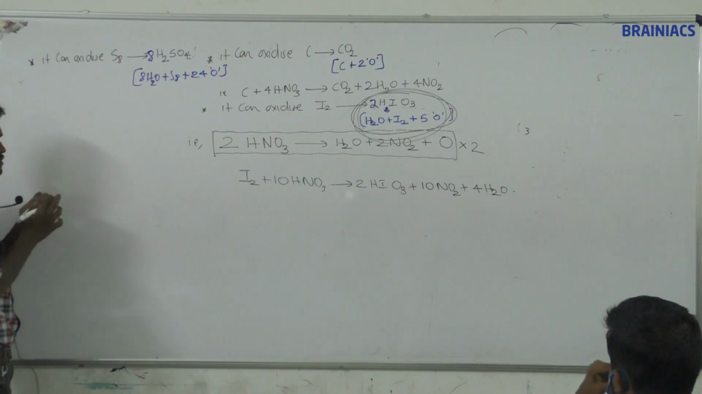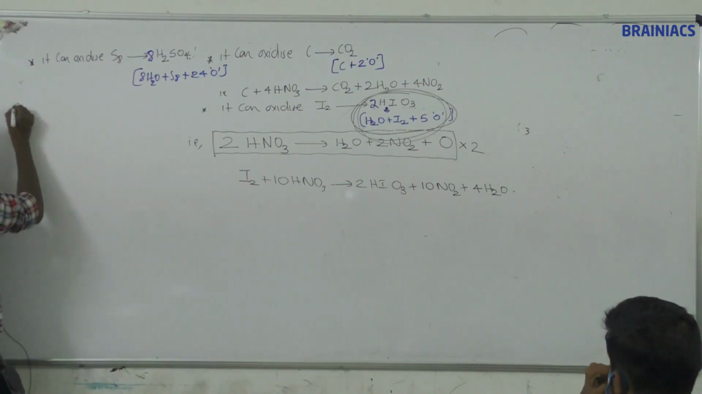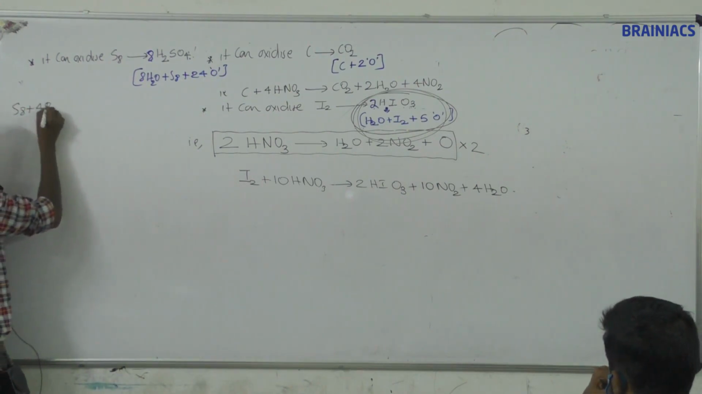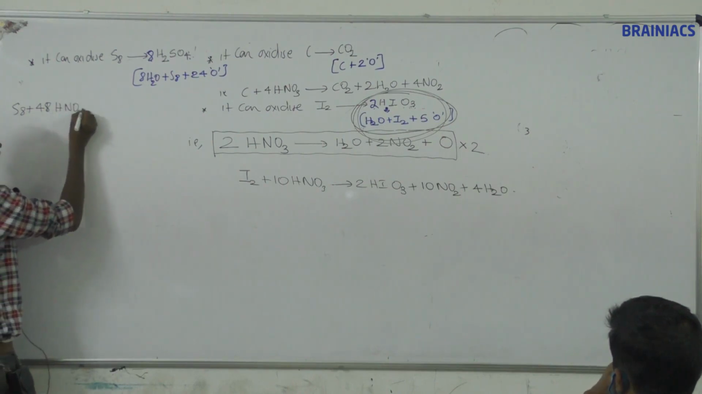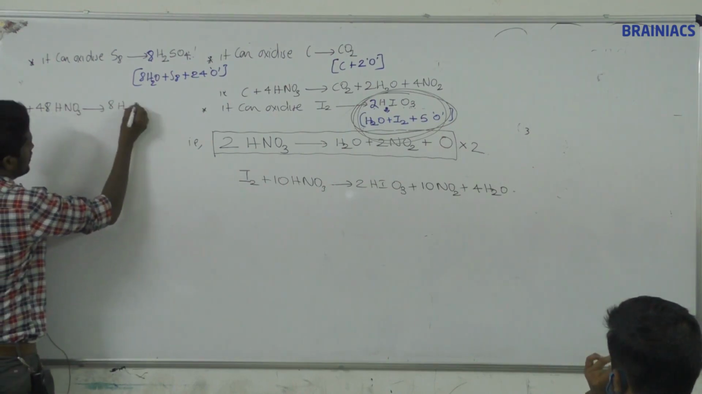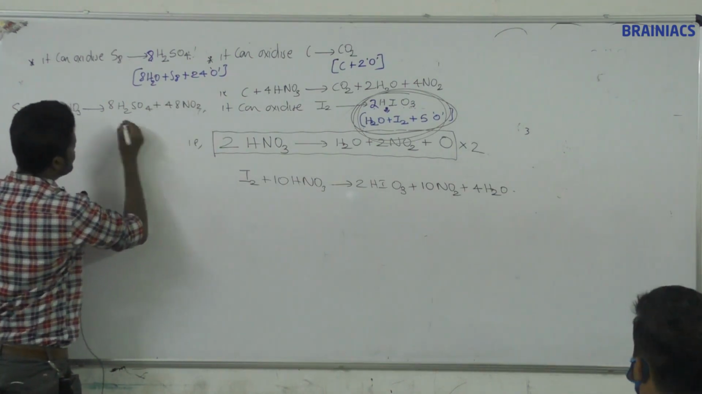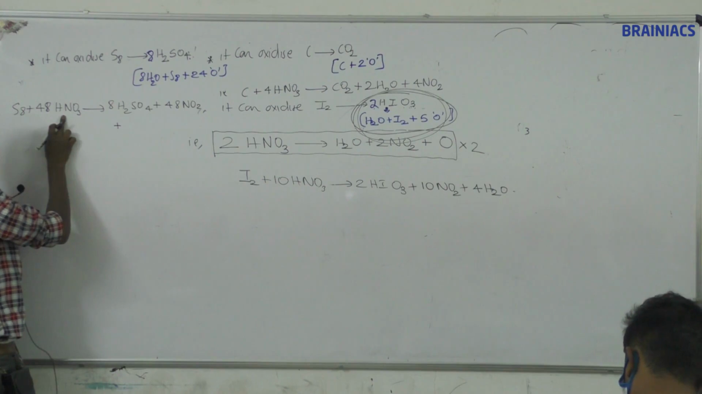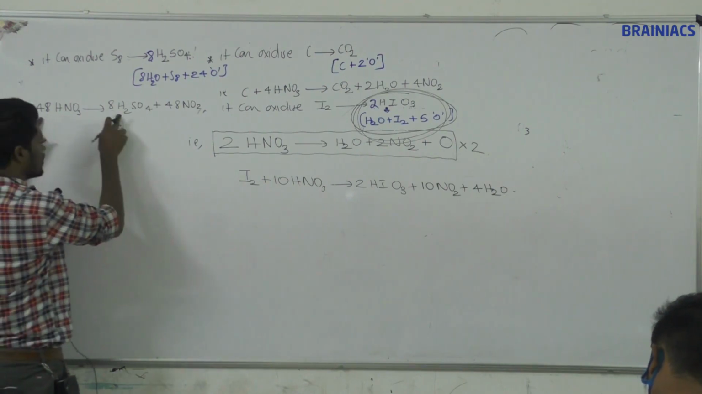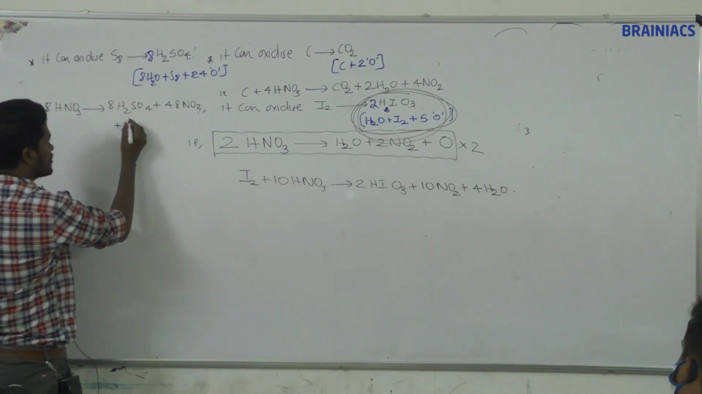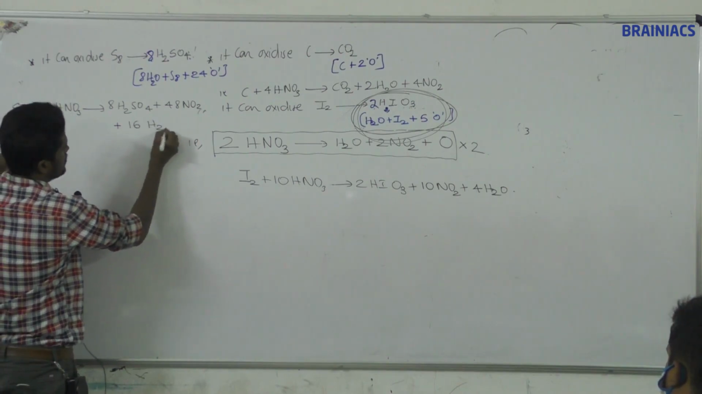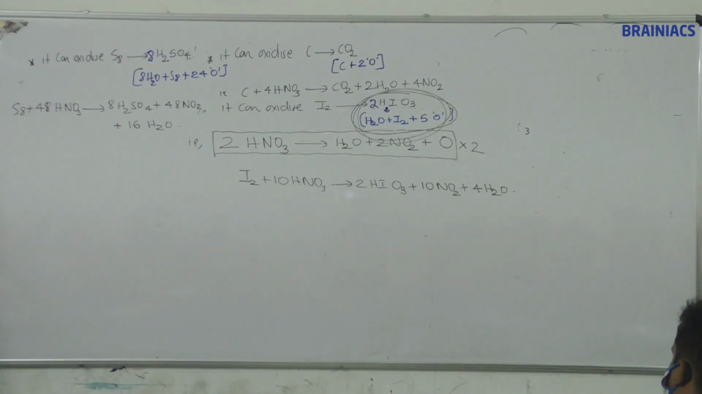So how many HNO3 is required? 48. So that is S8 plus 48 HNO3 gives 8 H2SO4 plus 48 NO2 plus how many water? 24 water minus 8 water. So it is equal to 16 H2O. Okay.